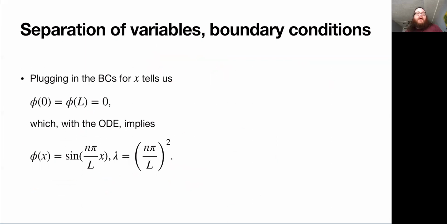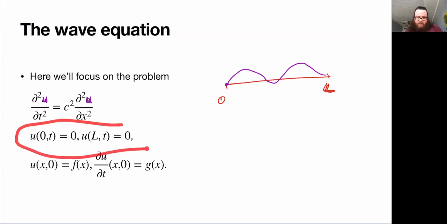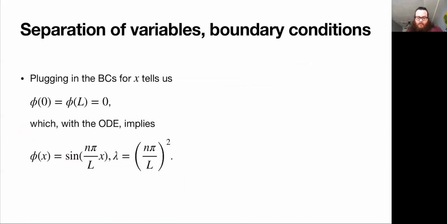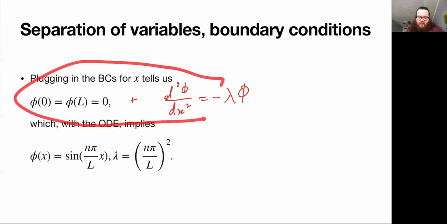Okay, what's next? Well, we have boundary conditions. So going back here, we have these boundary conditions. Now what we want to do is see what these boundary conditions are in terms of our separated solution. The boundary conditions in terms of our separated solution look like this. What we're working with now is these boundary conditions plus the fact that d squared phi dx squared is equal to minus lambda phi.